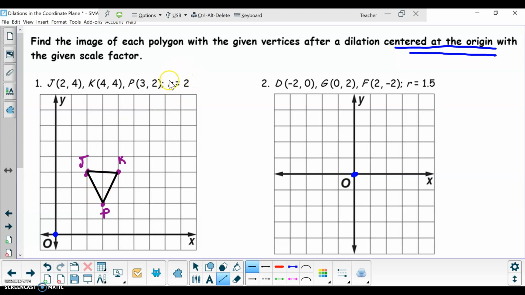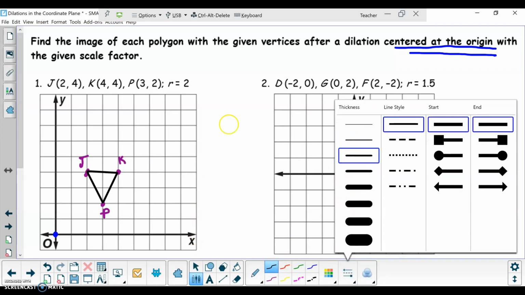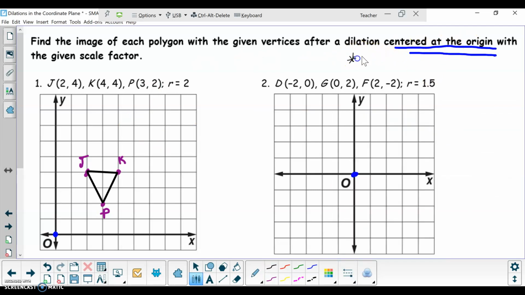All right, and our scale factor is 2, so this is going to be a stretch. So our image is going to be twice the length of our pre-image, or twice the size of our pre-image. Okay, so when you're dilating with respect to the origin, all you're going to do is take the coordinates and multiply those numbers by the scale factor.